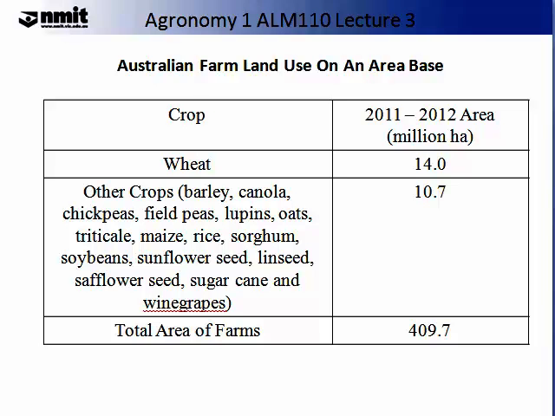The ABS have categorized the crops into wheat and other crops. In 2011-2012, there was a total of 14 million hectares farmed of wheat across Australia. The other crops, barley, canola, chickpeas, field peas, lupins, oats, triticale, maize, rice, sorghum, soybeans, sunflower seed, linseed, safflower seed, sugarcane and wine grapes, totaled 10.7 million hectares. The total area of farms in Australia is 409.7 million hectares.